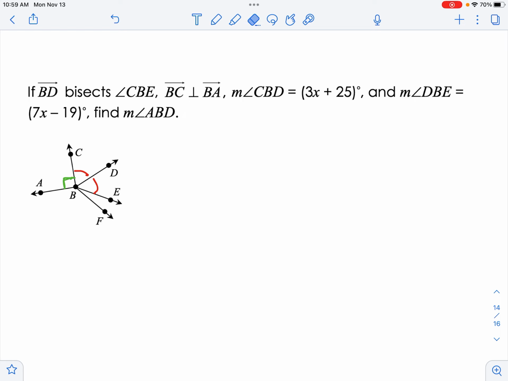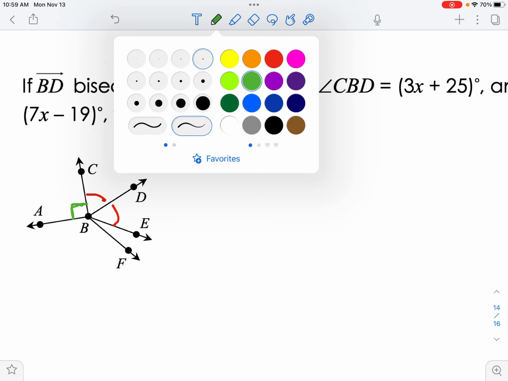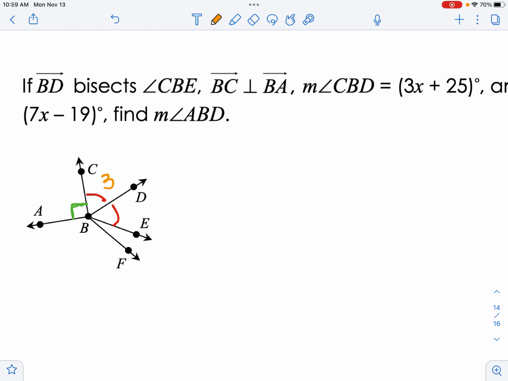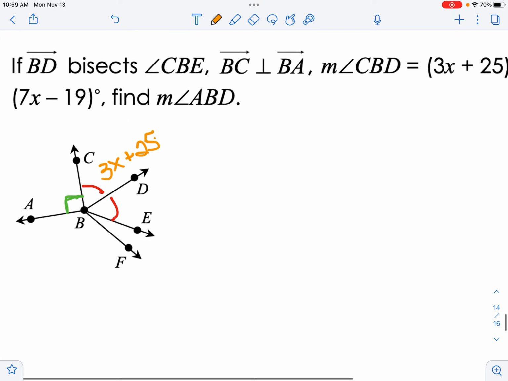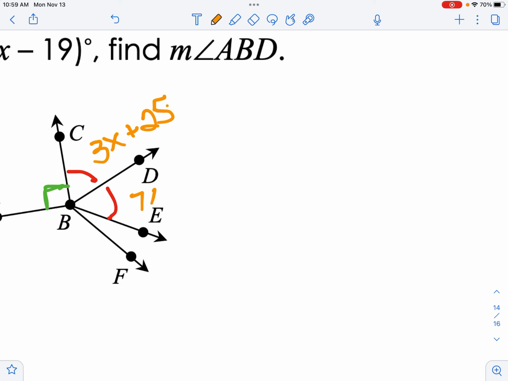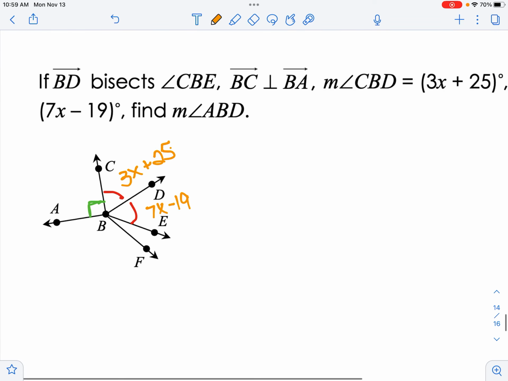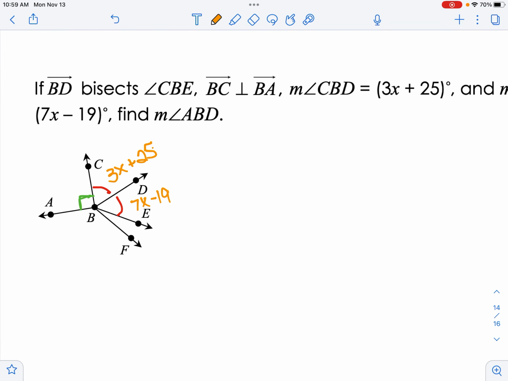So let's do that. And then, okay, the measure of CBD is 3x plus 25. So this is 3x plus 25. Okay. The measure of DBE is 7x minus 19. So that's this one, 7x minus 19. Okay. Now, it says find the measure of ABD. So that's the whole thing.